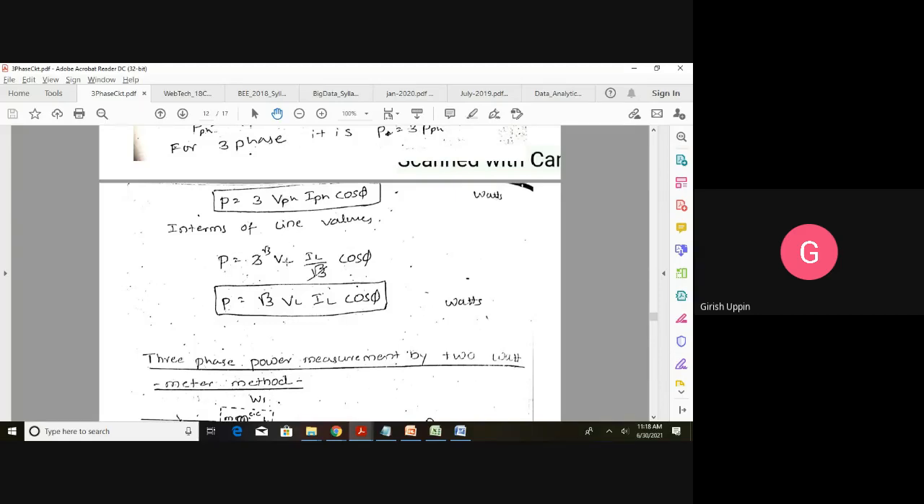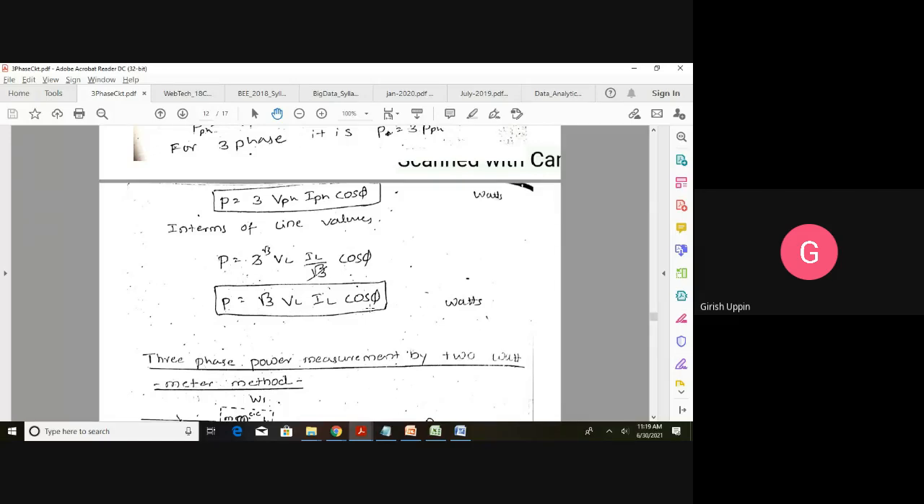V phase is VL. And what is I phase? In case of a star connection, IL is equal to root 3 times I phase, or I phase is equal to IL divided by root 3. I phase is equal to IL divided by root 3, and 3 divided by root 3 is root 3. VL IL cos phi. So power in terms of line parameters, P is equal to root 3 VL IL cos phi.